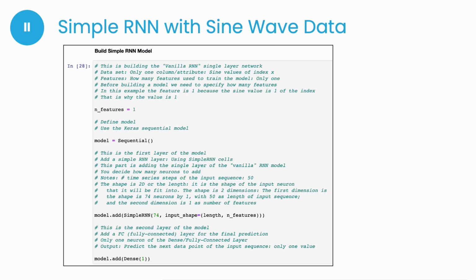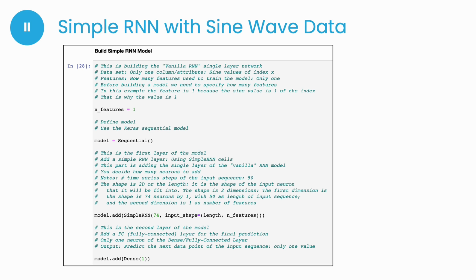Up next was building this simple RNN model. One feature was defined as N features. That's because there's only one column of sine values of index X that provides the features to train the model. The Keras sequential model is defined for the model. Then the first layer is defined as a simple RNN with 74 neurons and an input shape of the length of the input sequence of 50 and the N features, which is 1.